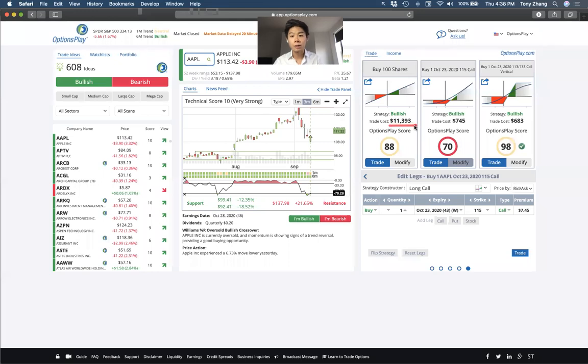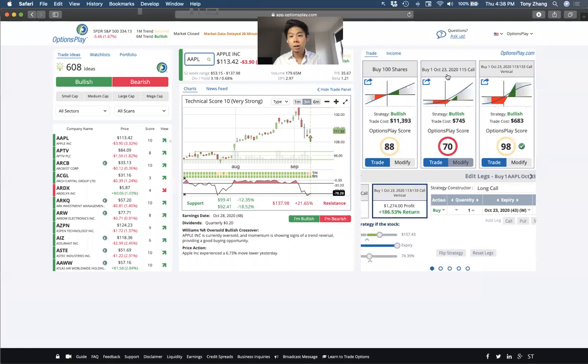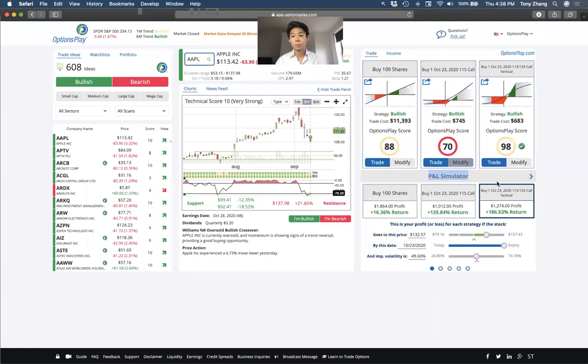To buy 100 shares of Apple costs you $11,000. To buy a call option will cost you $745. To buy a call spread will cost you $683. So let's take a look at the P&L analysis of this type of strategy.